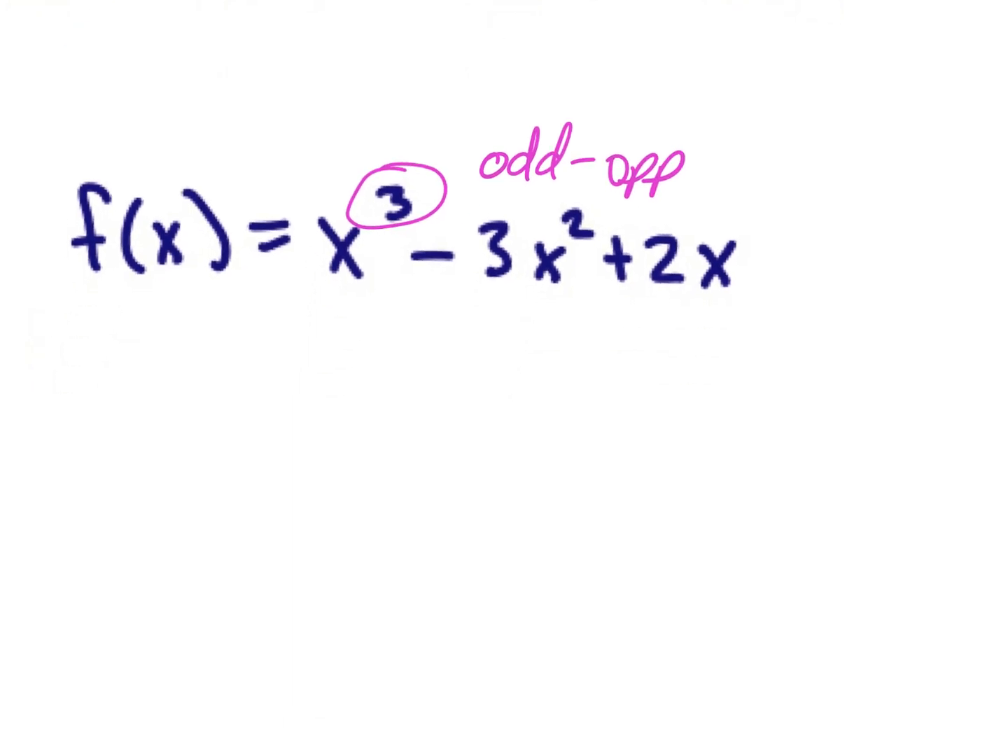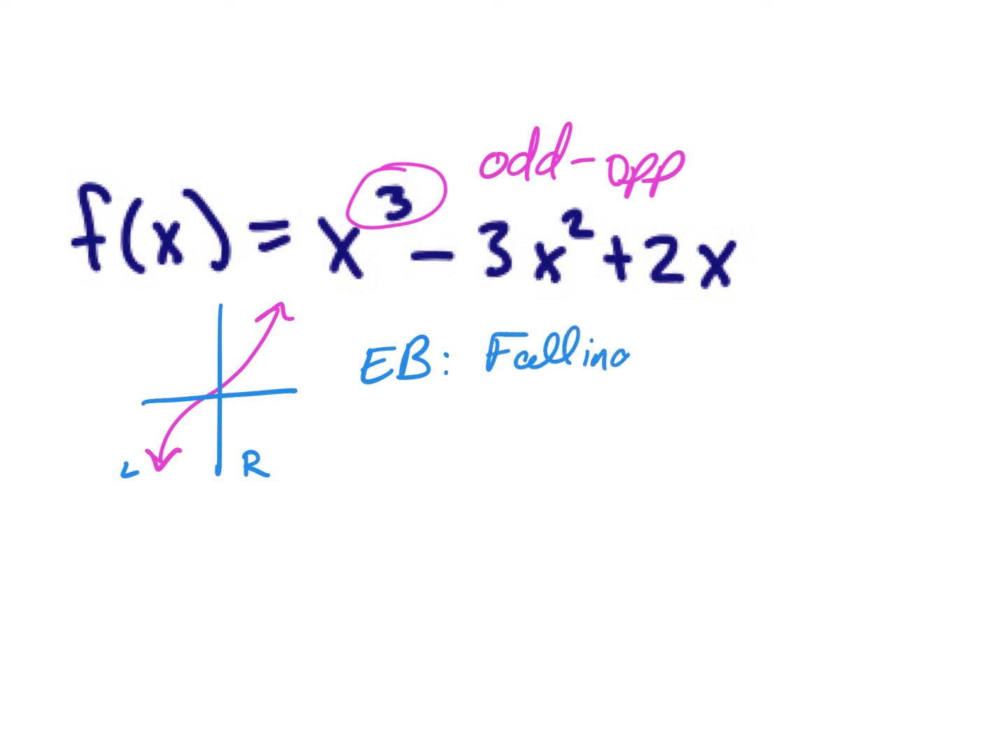And is it positive x cubed or negative? Positive. So my arrows are going to go in opposite directions positively, like a positive line would. So now for end behaviors, I talk about what's going on the left-hand side of the graph and what's going on the right-hand side. What's going on the left? So you would tell me it's falling left and what? Rising right.